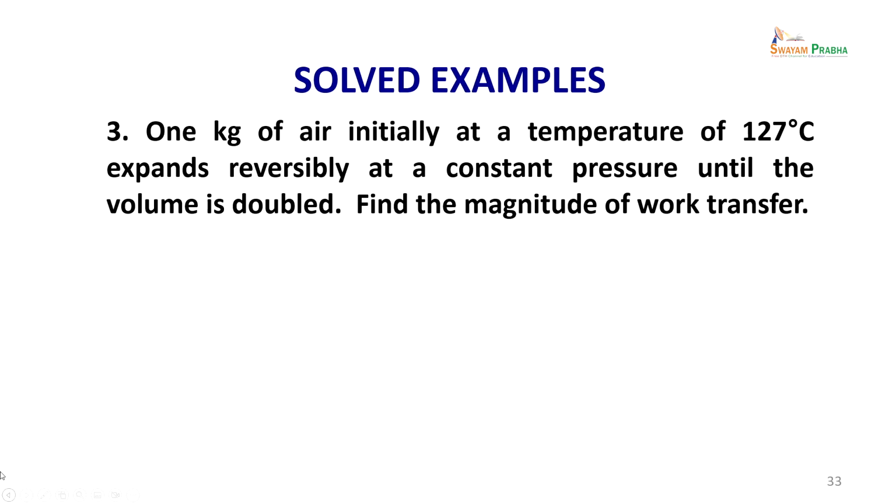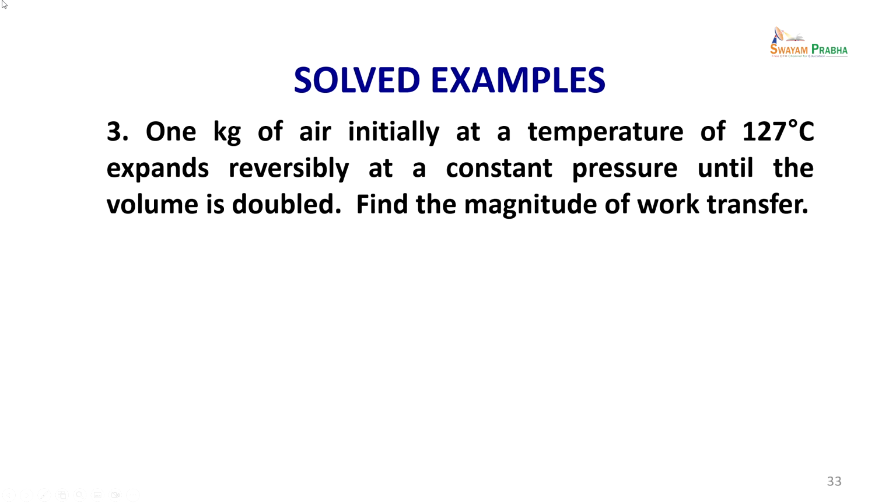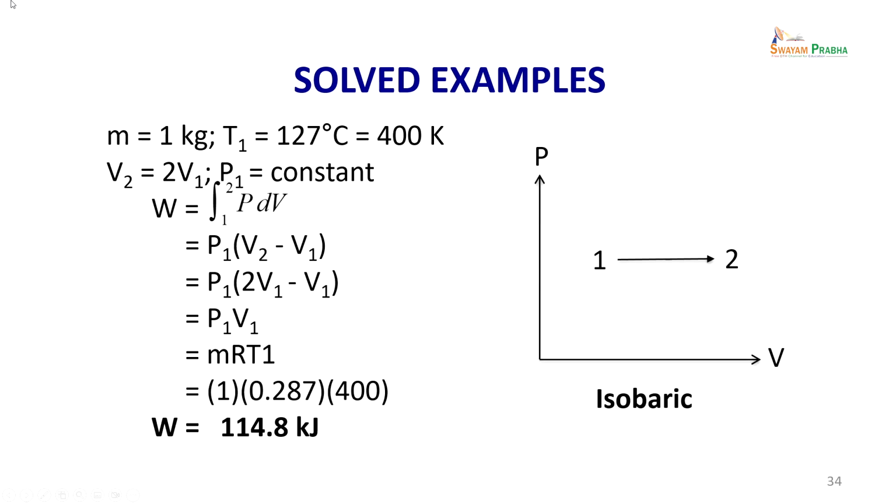So, there is one more last problem in this lecture. 1 kg of air initially at a temperature of 127 degrees centigrade expands reversibly at a constant pressure until the volume is doubled. Find the magnitude of work transfer. So, it is a constant pressure process, so the line is perpendicular to the y axis. 1 is the initial state, 2 is the final state.